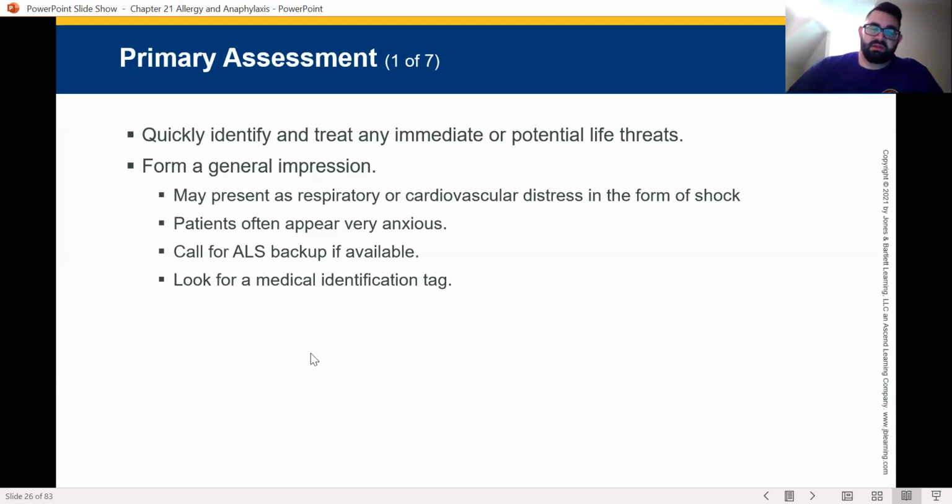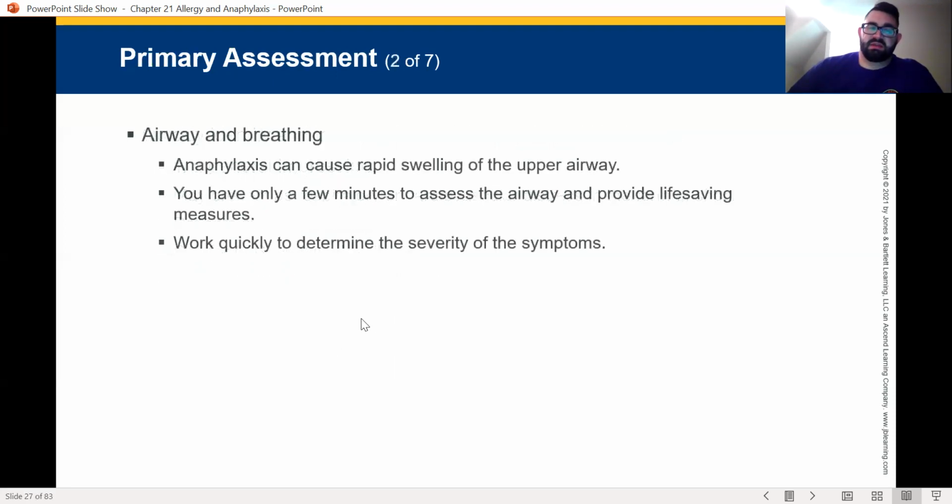So make sure you're calling for ALS and look for medical identification tags. Some patients wear necklaces, some have a little bracelet. These are the things we're talking about. So anaphylaxis will swell that upper airway and clamp it off. Remember, the trachea is one pipe, one tube. If that thing closes off, dead zone. You only have a few minutes to get that all done. So be quick, be efficient, but be thorough.